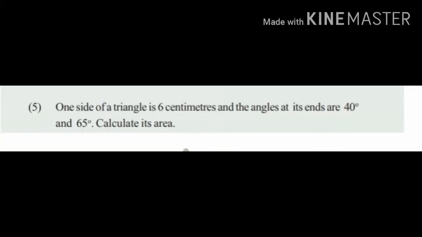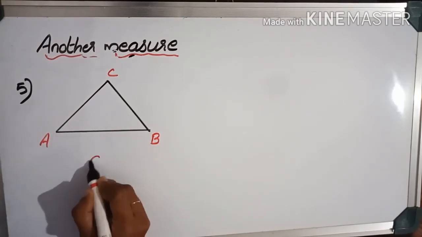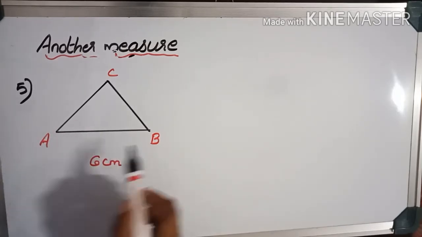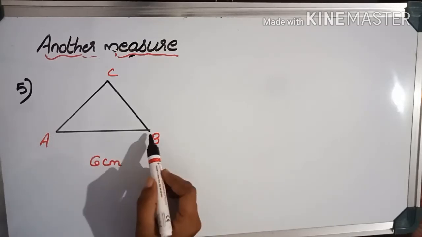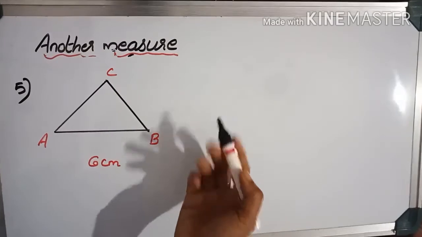Next is question number 5. One side of a triangle is 6 centimeter and the angles at its ends are 40 degree and 65 degree. Calculate its area. Here also the figure is not given. We have to draw the rough figure. One side of a triangle is 6 centimeter, so this base we can consider as 6 centimeter. At its ends means A and B are the ends of the 6 centimeter line. Angles are 40 degree and 65 degree.